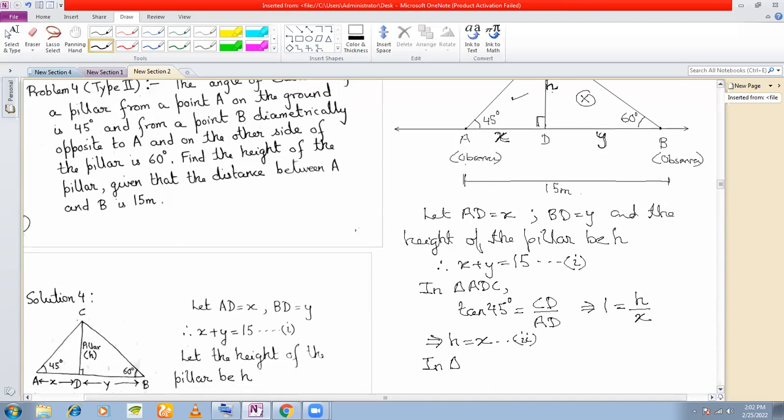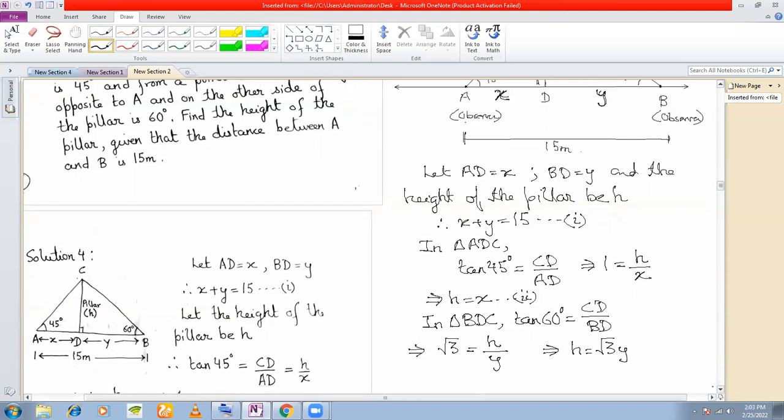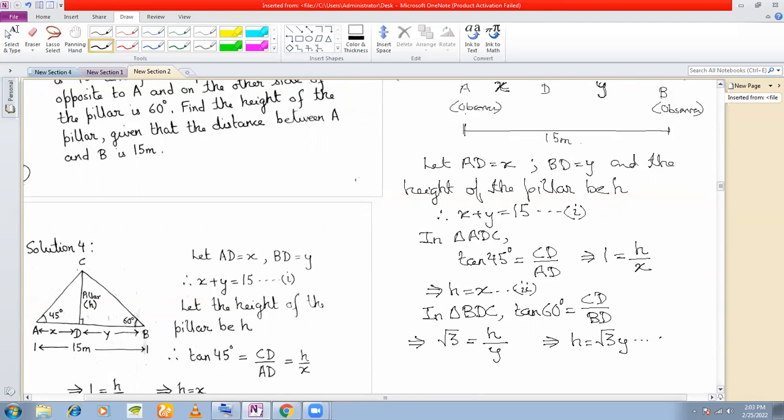So in triangle BDC, tan 60 degrees is equal to CD by BD. The value of tan 60 is root 3. CD we have taken as H, BD we have taken as Y. So we are getting H is equal to root 3 Y, right? Call this 3.